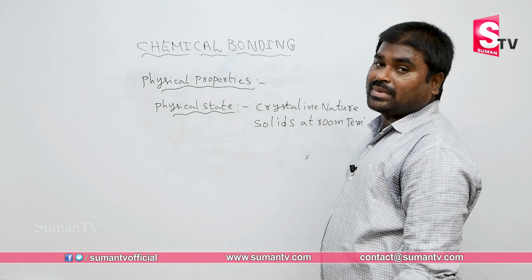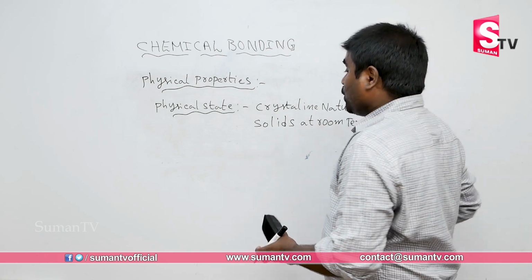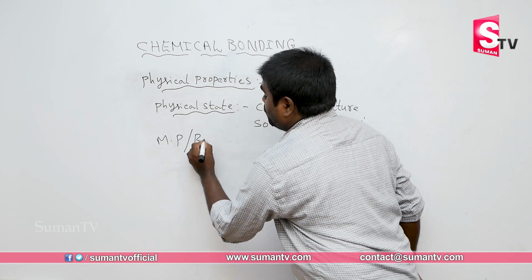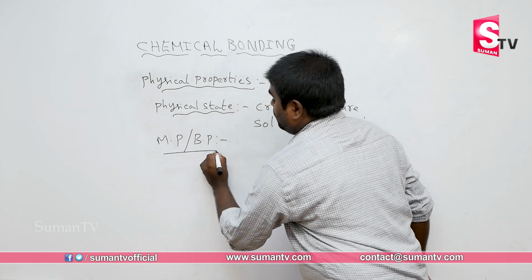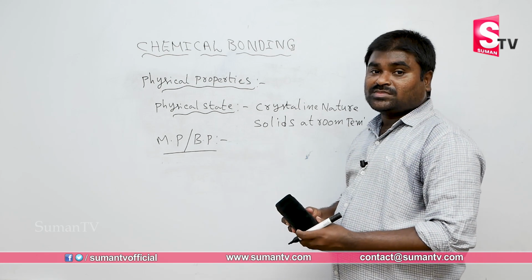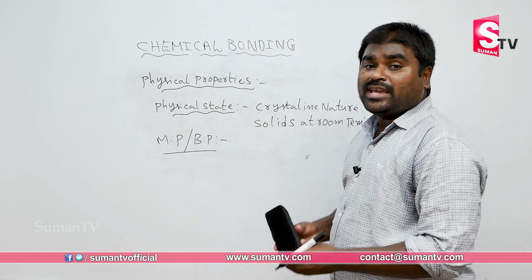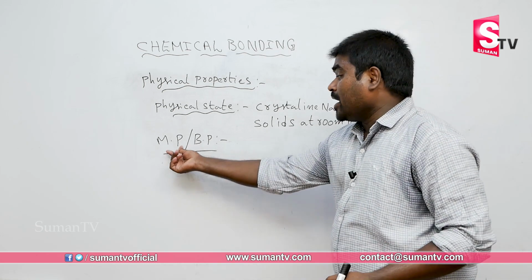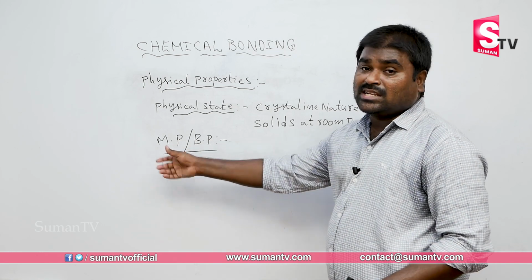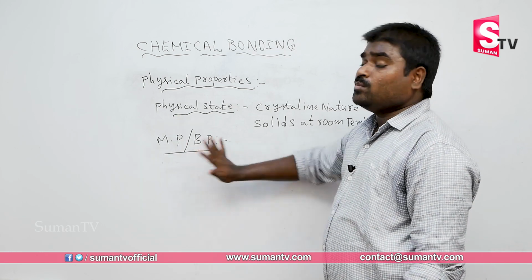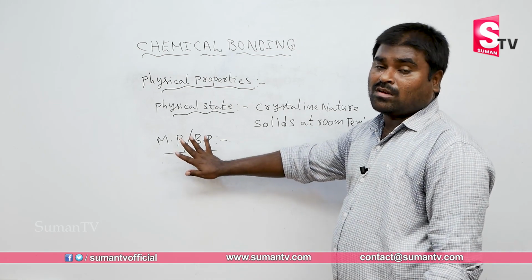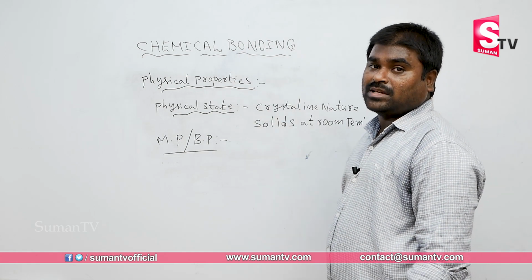Solids at room temperature. Next, children, melting and boiling point. MP means melting point, BP means boiling point. What type of melting and boiling points will ionic compounds have? Ionic compounds will have high melting points and high boiling points. Metals and non-metals together form the substance, so high melting point and high boiling point will be there.